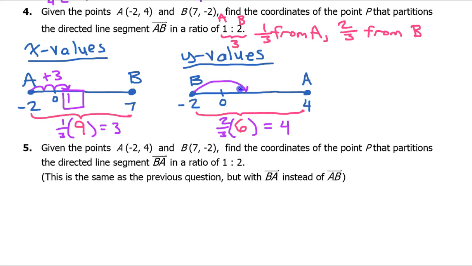So I'm just going to put, look, if I'm moving 4 over, then that's going to be plus 4. So the question is, what is negative 2 plus 4? That's going to be 2. So that is going to be the y value. So now I found the x value, and now I found the y value. So that's why the coordinates of point P will be 1, 2.